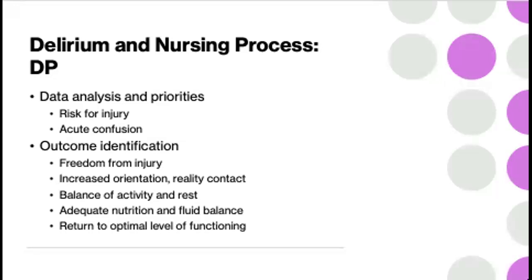Your outcomes are going to be based on what diagnosis or concept you used, right? So if you chose risk for injury, your overarching outcome should be that your client doesn't have injury. If we're doing confusion, you're going to want to make sure that they can demonstrate increased orientation and reality. If we're looking at sleep, rest balance, adequate balance of activity and rest, and so on.